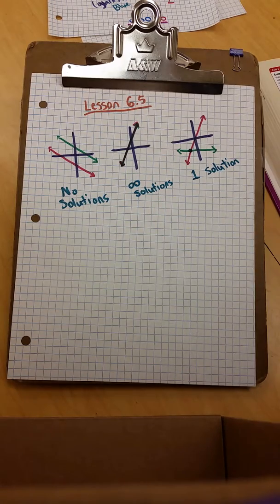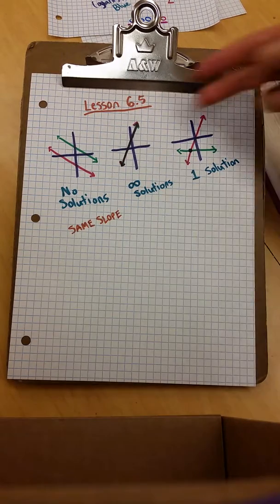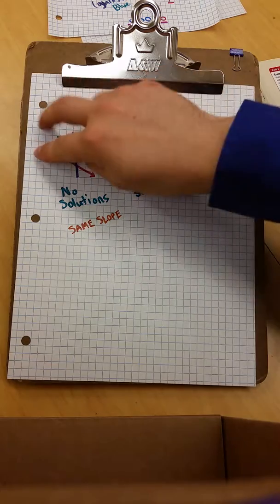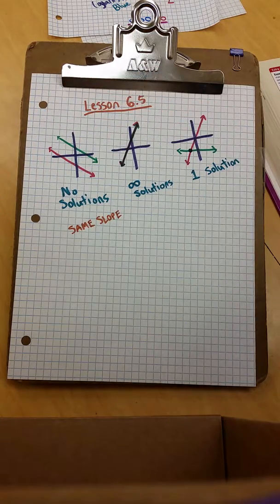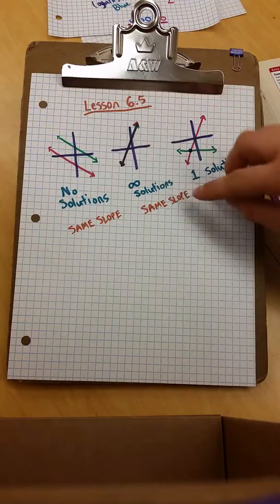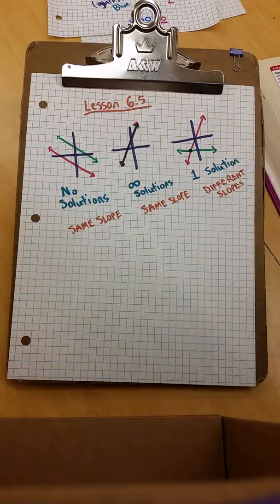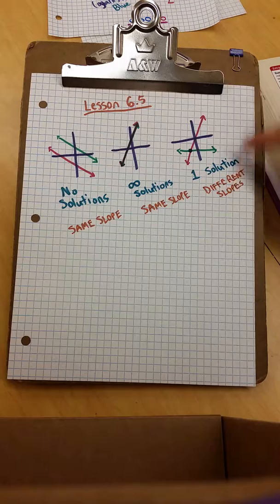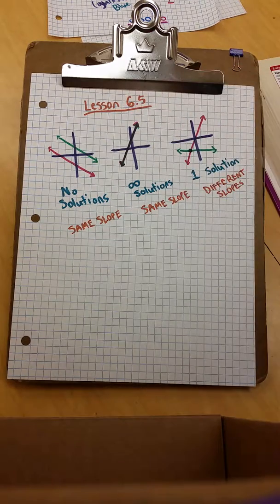Let's notice a few things about the systems. In the parallel lines, they must have the same slope, same steepness, that's why they're parallel. In the second system, since they are identically the same line, they also must have the same slope. The last system has different slopes, which is why they end up crossing in one spot.